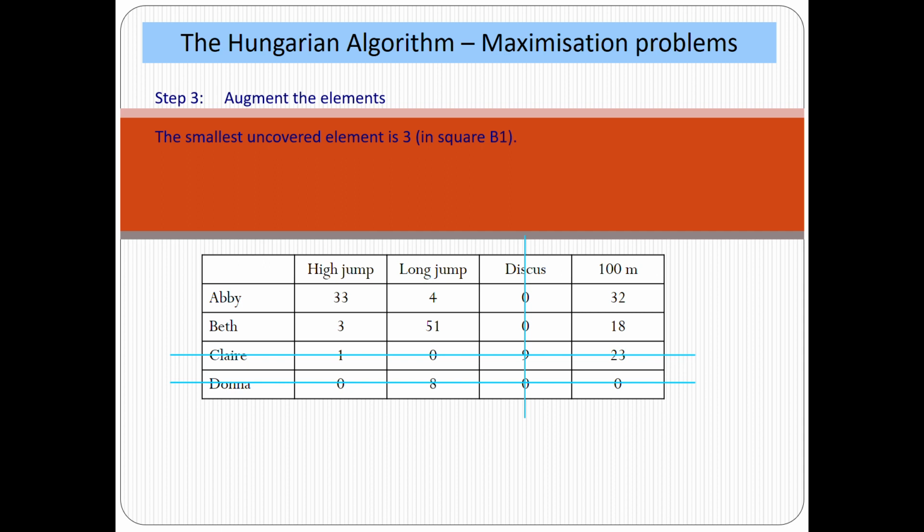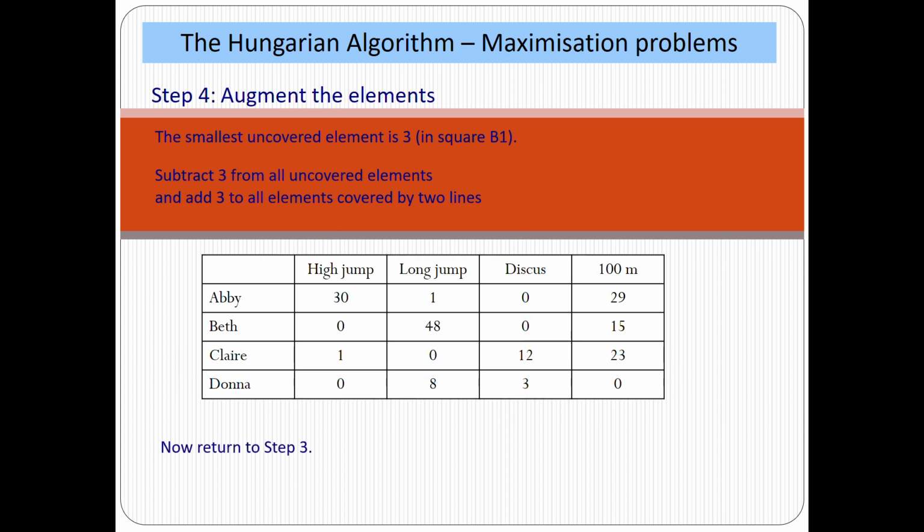So the smallest uncovered element is 3. Subtract 3 from all uncovered elements like this. We will be getting all these uncovered elements. Then add 3 to all elements covered by 2 lines, that is, intersecting. We have 2 such elements. So we have added 3 to the previous elements like this. So this is our new matrix. Now we have to start assigning the zeros.